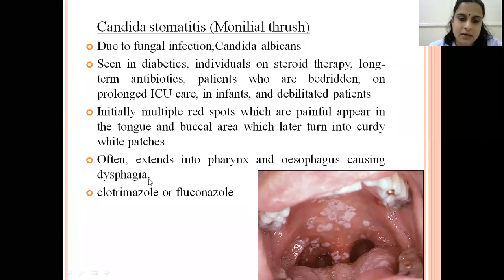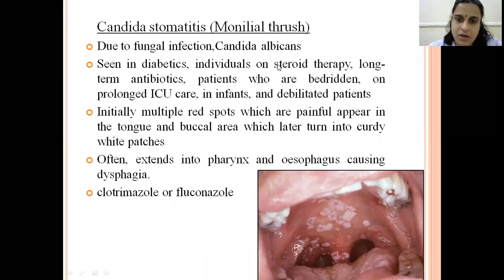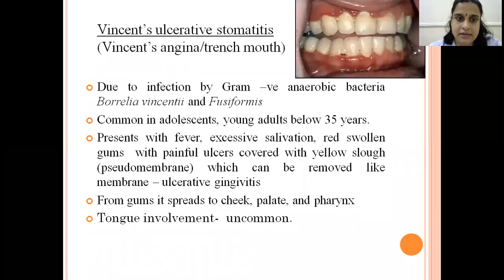Now, what is the treatment? Obviously, simple application of antifungals like clotrimazole or fluconazole will heal, provided you improve the immunity of such patients or stop steroids. And even long-term antibiotics, when used, may cause an increase in candidal infections. So avoid such circumstances. Next, Vincent's ulcerative stomatitis, also called Vincent's angina or trench mouth.